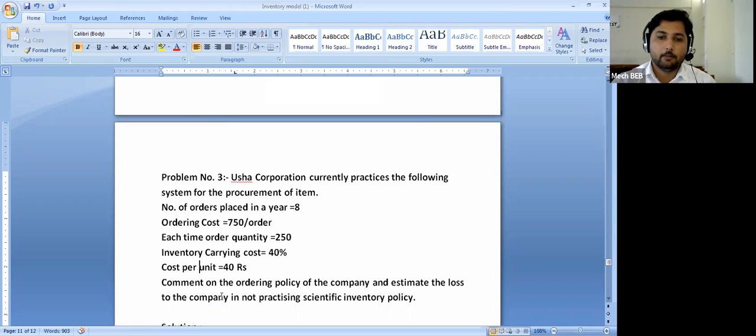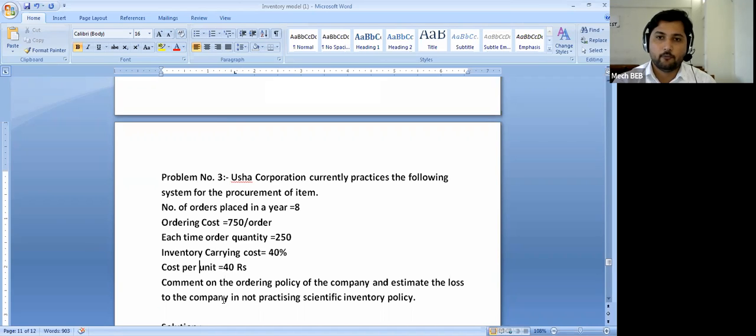Next, comment on the ordering policy of the company and estimate the loss to the company in non-practicing inventory policy.